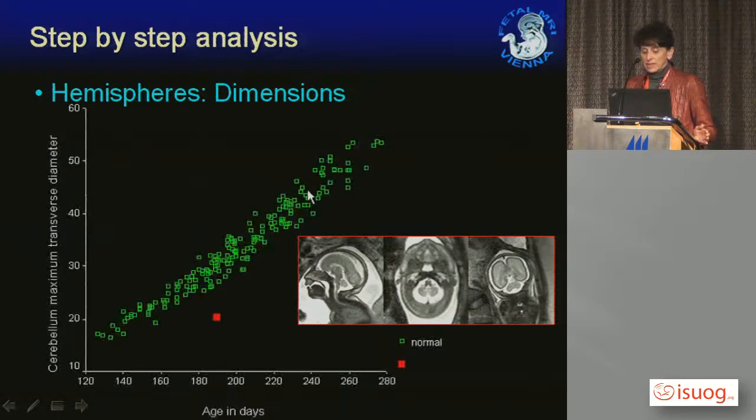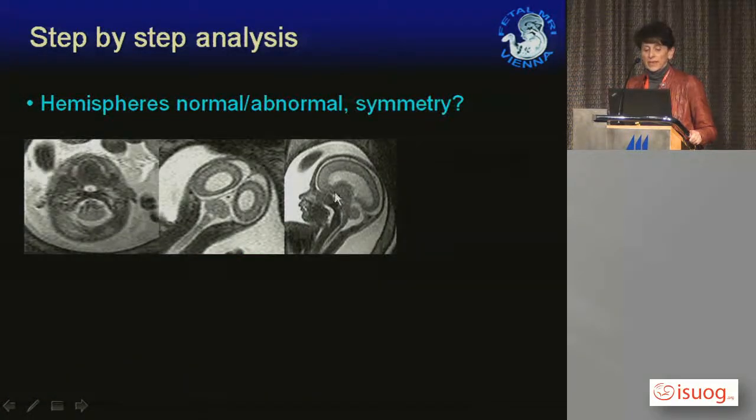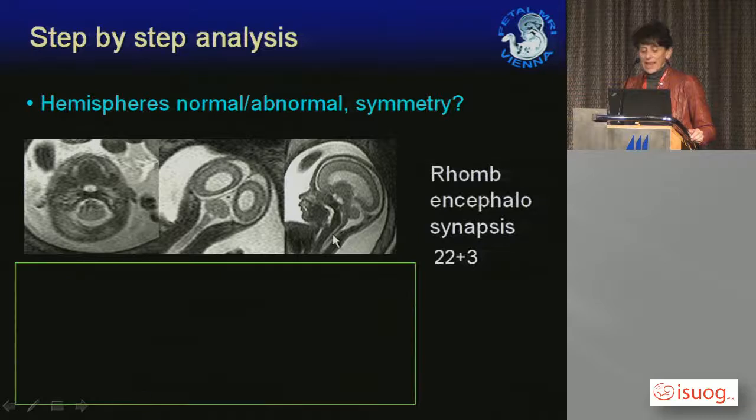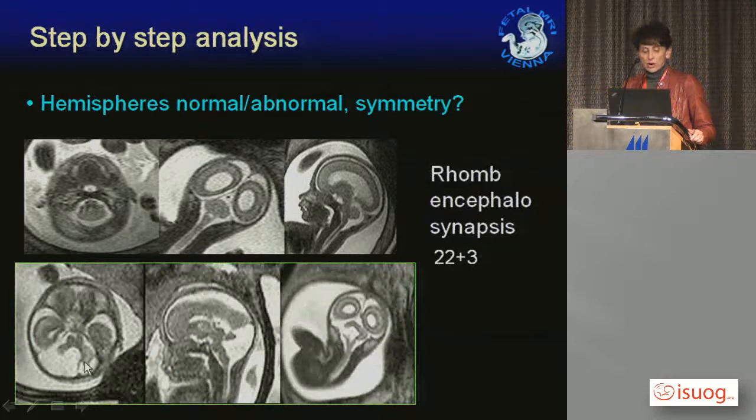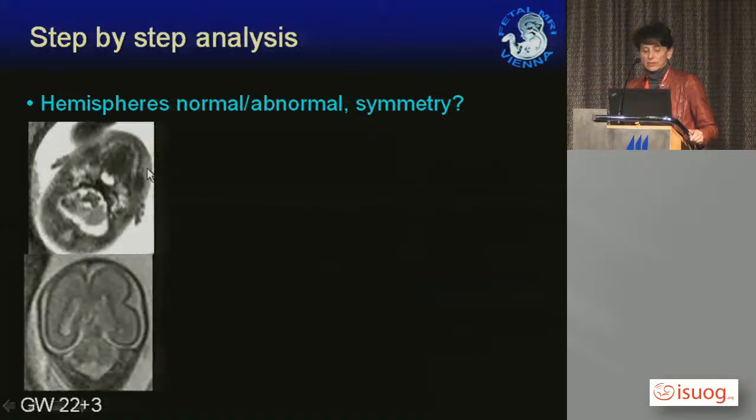Hemispheres, dimensions, you can measure them. It's the same on MRI as on ultrasound. The normal values are widely overlapping. And when you look at the hemispheres, what you look for is, are they normal? No, this is rhombencephalosynapsis, or abnormal, or are they symmetrical or not? There is unilateral damage. This is Dandy-Walker, and here you see unilateral damage too. And there is a clear destruction.